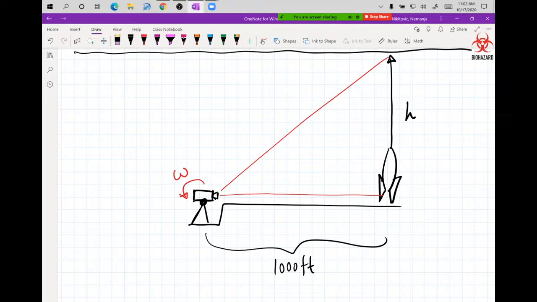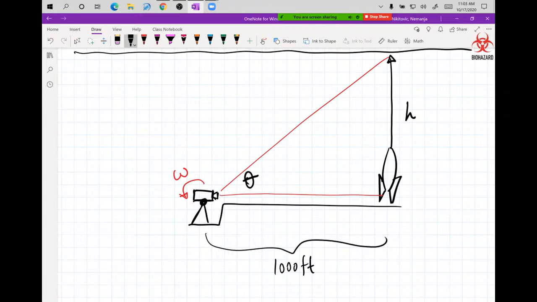So we have a right triangle again, right? We have the right triangle, but this time it's the angle at which the camera is recording that is important, which means finally we get to use trig, not just the Pythagorean theorem. We get to use trig because we have an angle that is important in there.